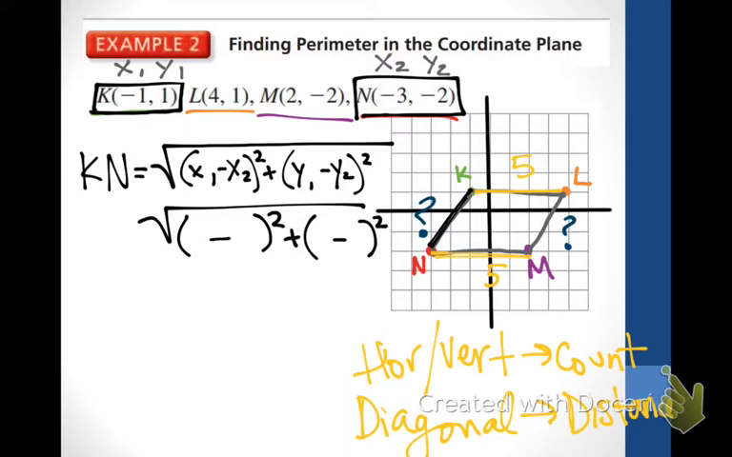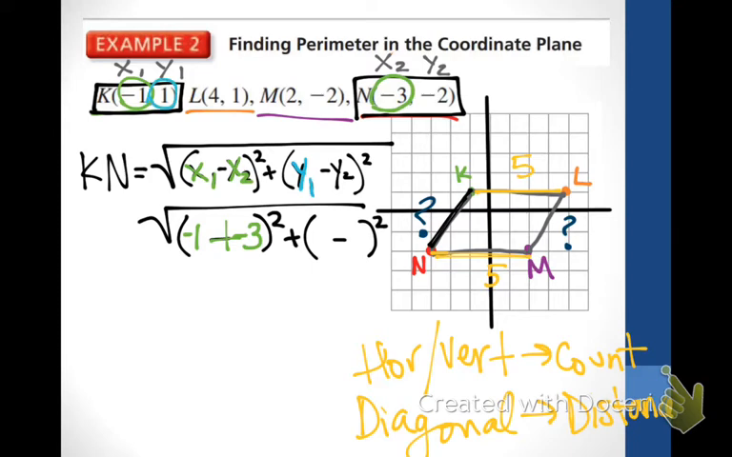All right, so we're going to plug in my first x, which is -1. We'll plug in my second x, which is -3. This is why I write the formula with blanks, because when I plug in a -3 and there's already a negative there, I know that's going to turn into a positive. Then we're going to plug in our y's.